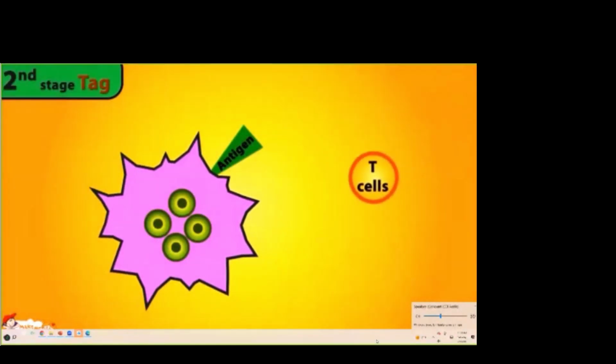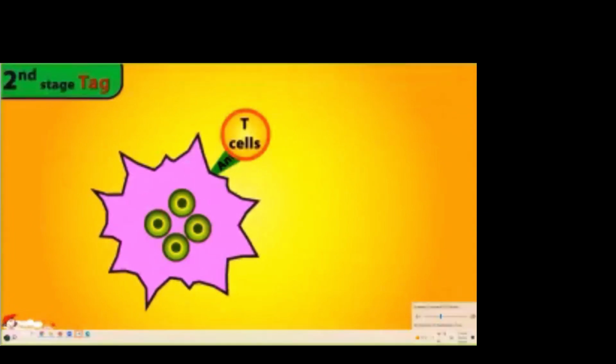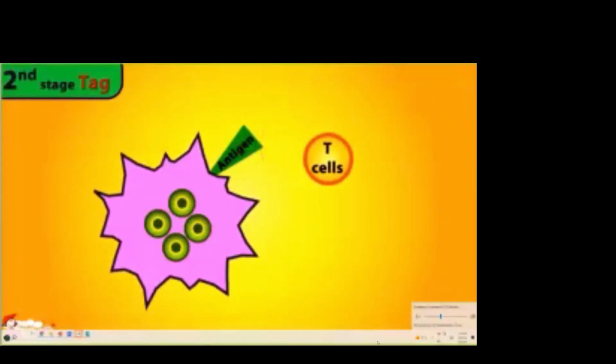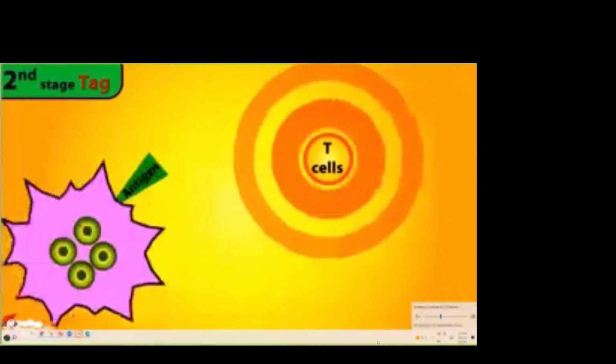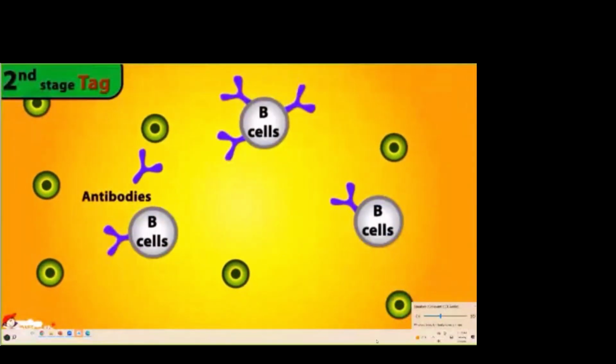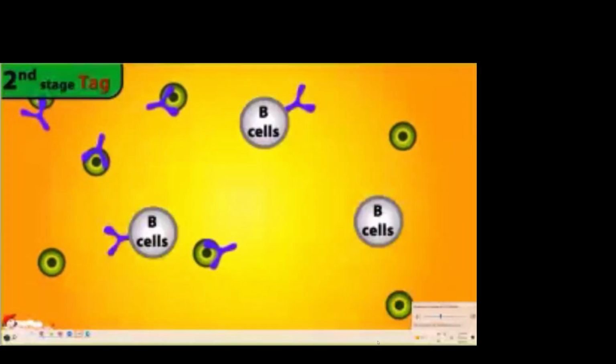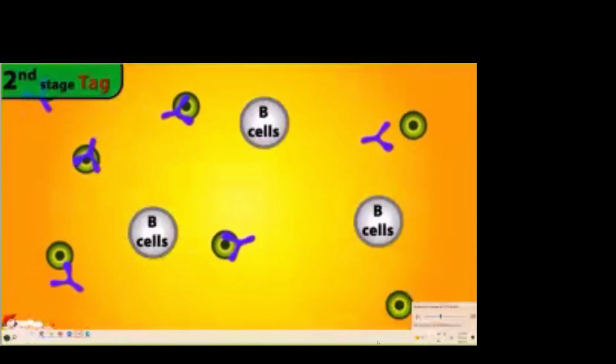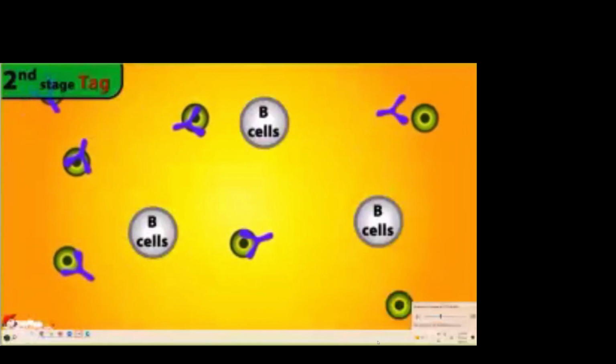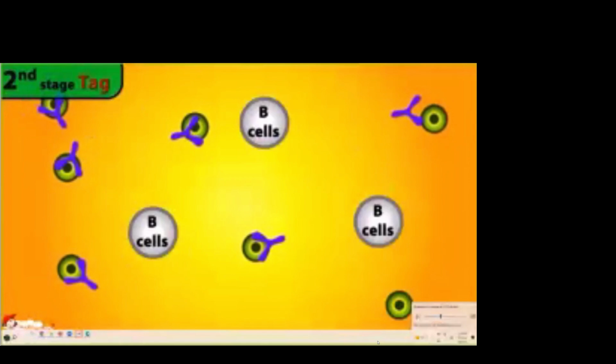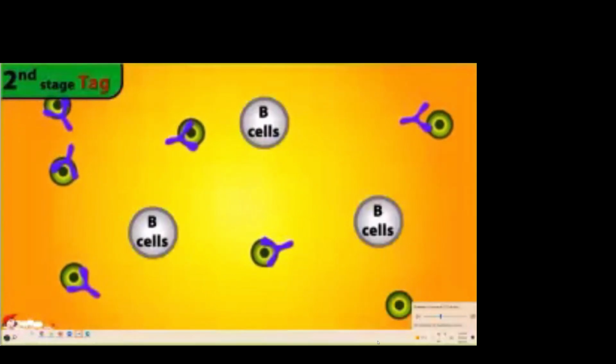T cells are helper cells that recognize the antigen flag on the macrophage. They call out to their friends, the B cells. The B cells produce Y-shaped antibodies. These antibodies attach to the antigen and tag them for destruction. Kind of like a game of tag or catch that you play with your friends.